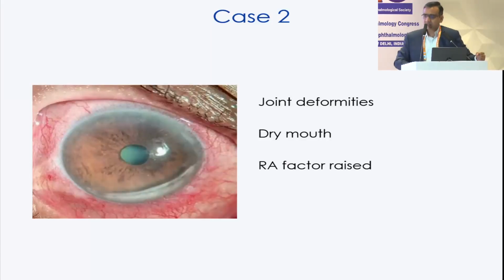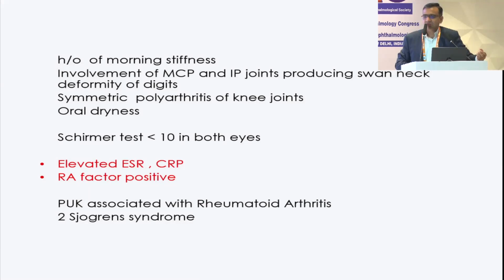The second case, the lady that I talked about, had very obvious joint deformities in both the hands as well as the toes. She had dry mouth and a very highly raised RA factor. So when you see this, what you're looking at in both of these cases is PUK associated with a systemic disease. It was rheumatoid arthritis in case 2. In the first case, the rheumatologist felt it was an overlap between RA and SLE. So there's an overlap where cases can have features of lupus as well as rheumatoid arthritis, and that gentleman had an overlap of RA and SLE.